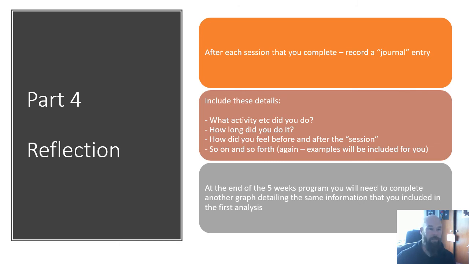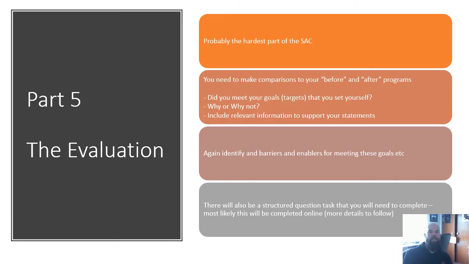On to part 5. Okay, so the last part of the SAC, part 5, is probably the hardest part. It requires you to bring it all together and think about everything that you've done over the last 5, or in fact it'll be more than that, weeks. You need to make comparisons to your before and after program results. Did you meet your goals, targets, whatever you want to call them? Did you meet them? Why didn't you?